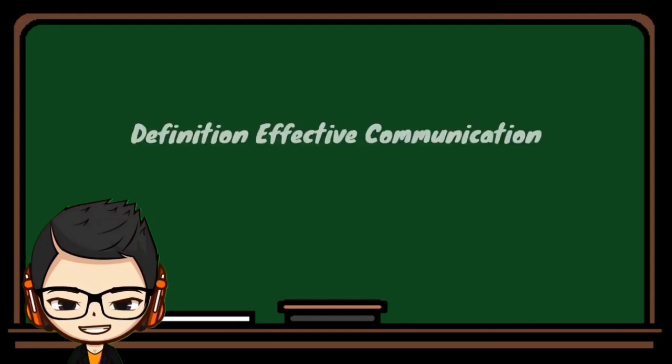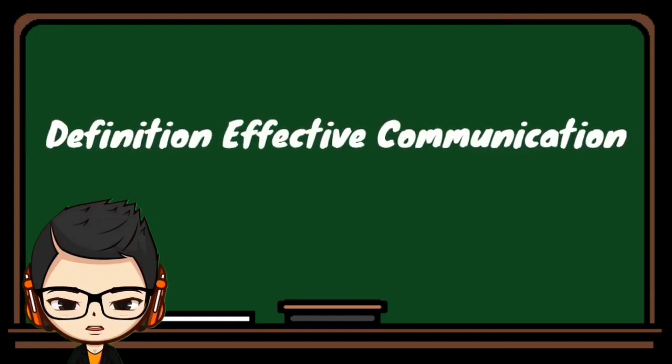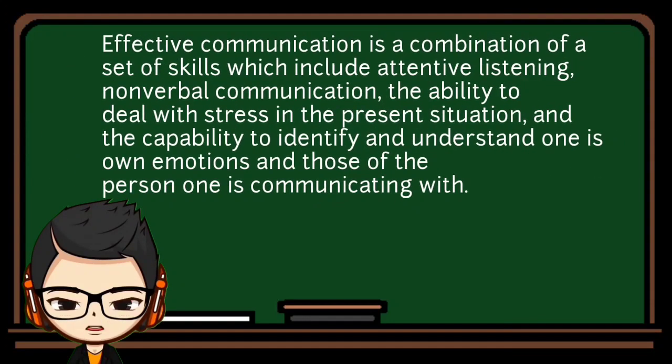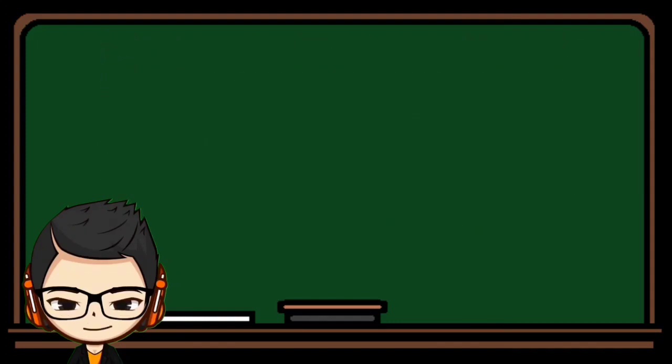And the next is the definition of effective communication. Effective communication is a combination of a set of skills which include attentive listening, non-verbal communication, the ability to deal with stress in the present situation, and the capability to identify and understand one's own emotion and those of the person one is communicating with.